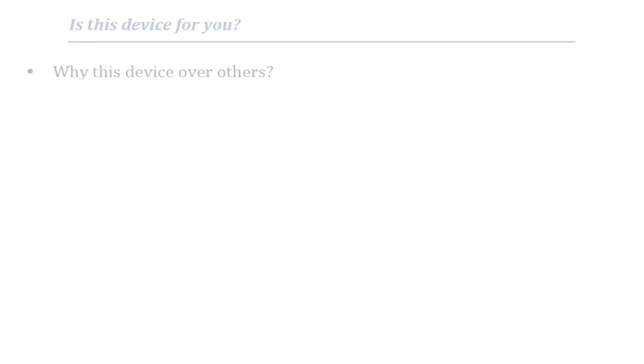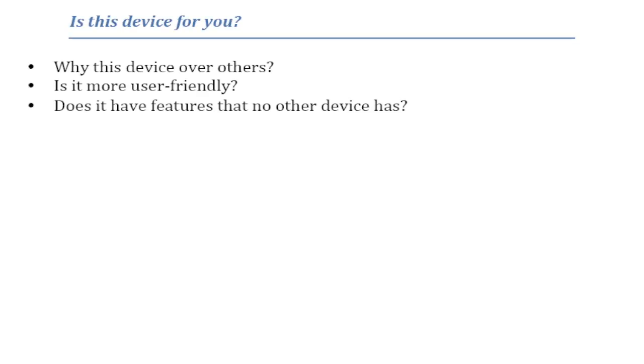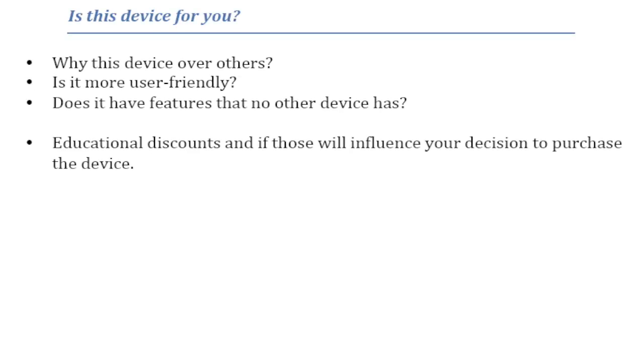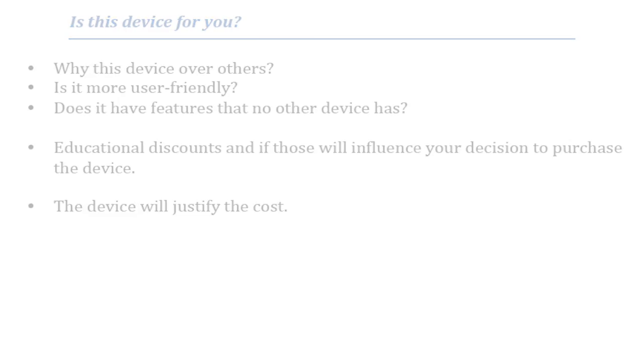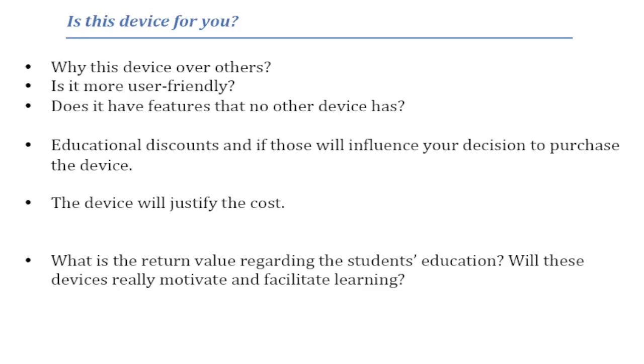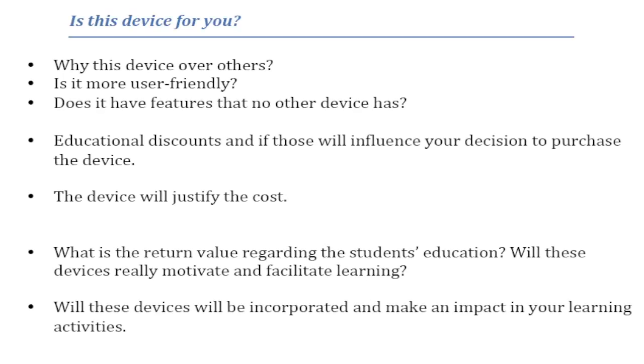When it comes to determining if this device is for you, I find it's important to keep a few things in mind. First off, consider why this device over others. Is it more user-friendly? Does it have more features that another device doesn't have? Next, you have to consider if there's educational discounts and if those will influence your decision to purchase the device. One of the most important things to consider is if the school believes that the device will justify the cost. By this I mean, what's the return value on the student's education? Will this device really motivate and facilitate learning? Finally, consider if the devices will be incorporated and will make an impact in your learning activities.